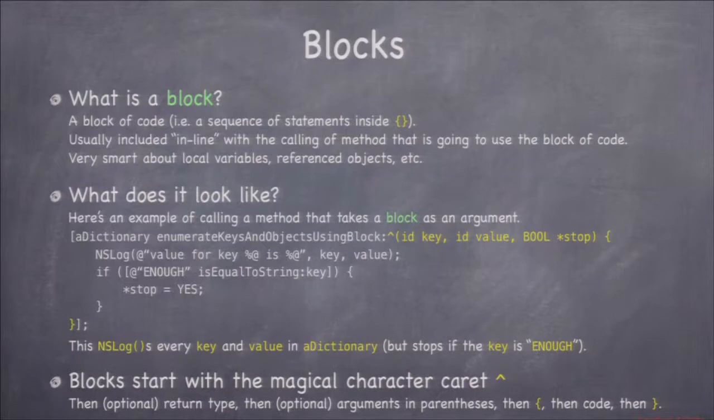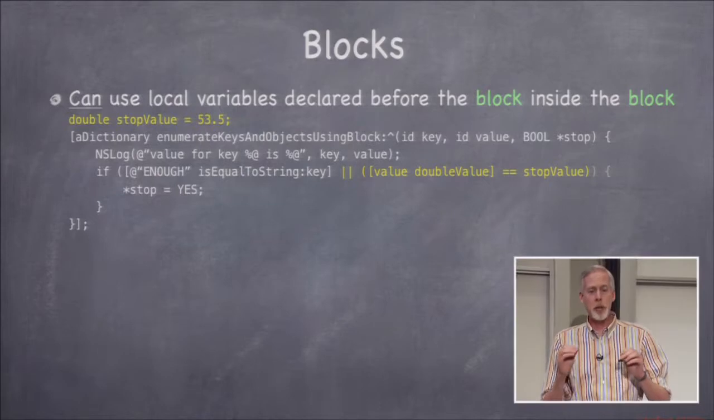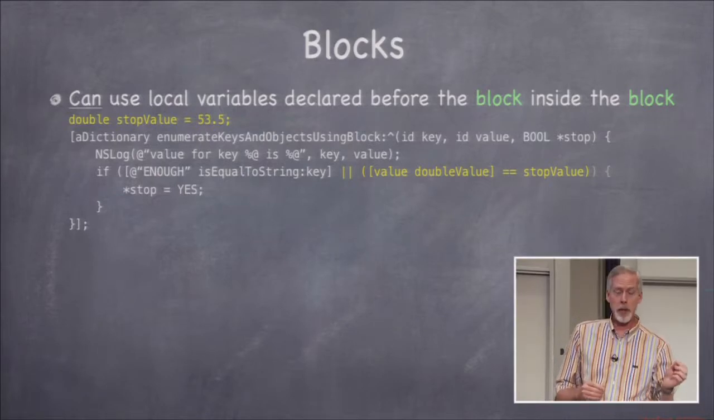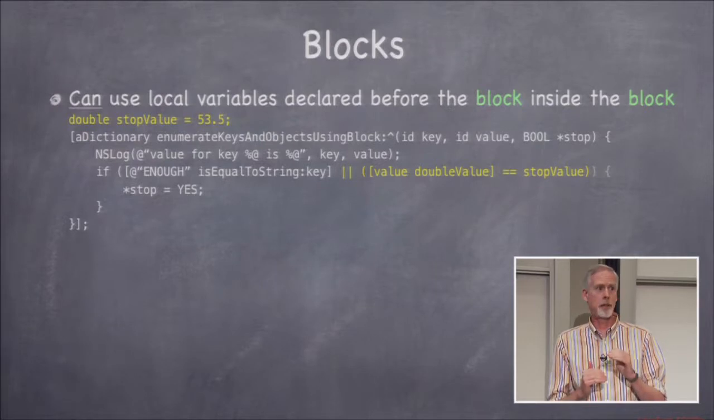It's a closure. Blocks in Objective-C always start with the caret. That's the magic block character. And then there might be a return type possibly specified and maybe some arguments possibly, and then a curly brace and some code and an end curly brace. Now, of course, to make this really interesting, the compiler knows how to do things like have local variables that are declared before the block is used work inside the block.